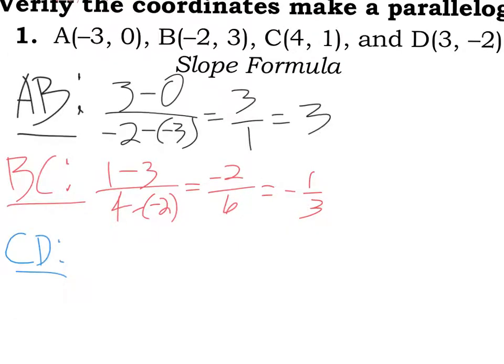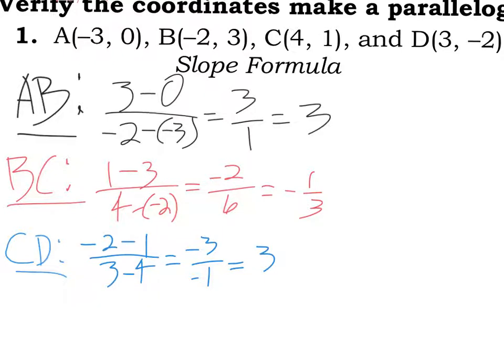So for my slope of CD, I'm going to do negative 2 minus 1 over 3 minus 4. And so that's going to give me negative 3 on top and negative 1 on bottom. That simplifies to get positive 3 over 1, or just 3.